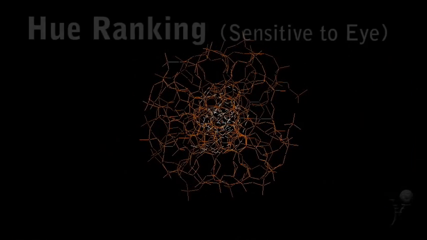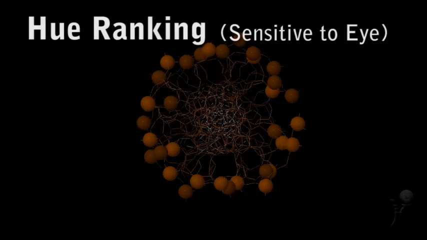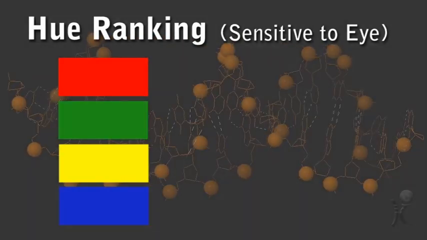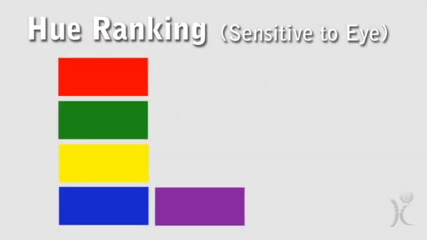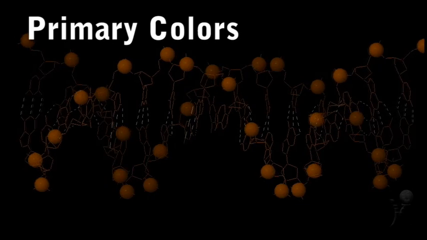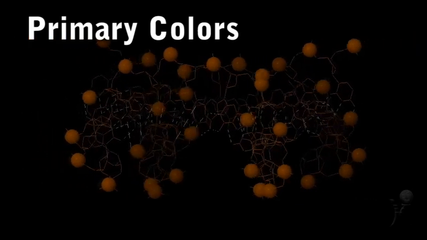These are just general observations. There are no precise indicators for everyone. In an unscientific study, most people rank hues in the following order, the first being the most sensitive to our eye. First red, then green, yellow, blue, and then purple. Some hues, or colors, are described as primary. Primary colors can be considered a set of colors that can be combined together to make a useful range of other colors.